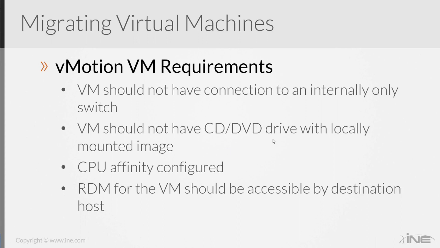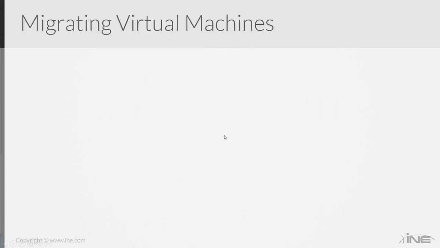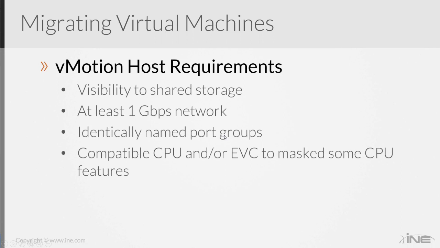Thirdly, we will want to ensure that we don't have any CPU affinity configured. And finally, if we have any raw device mapping configured on that VM, it should also be accessible to the destination host. Those are the more important requirements for our VM. Next, I have the vMotion host requirements.